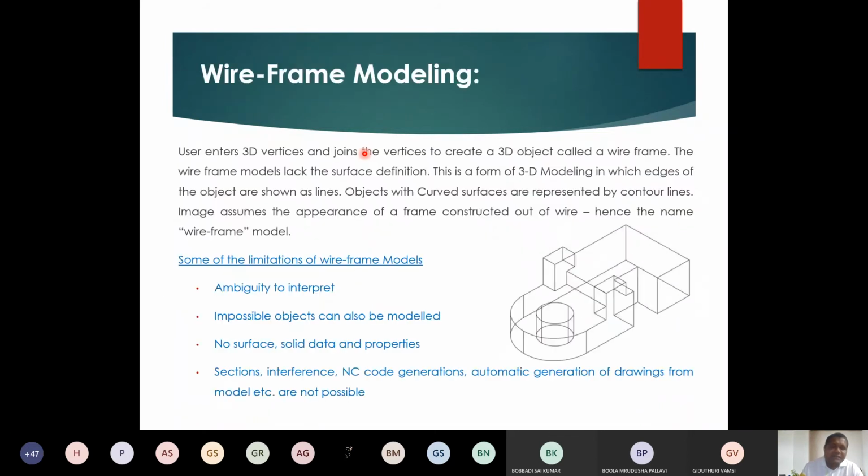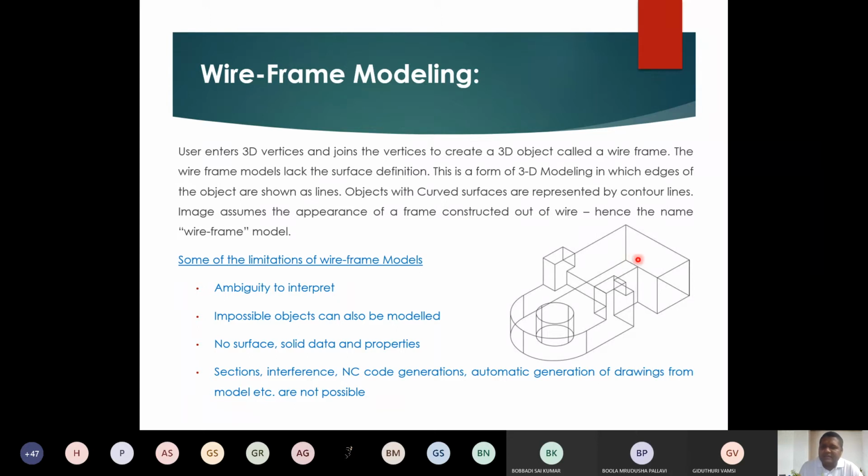So there are certain limitations: ambiguity to interpret, impossible objects can be modeled, and no surface and solid data. Try to understand. If I create a wireframe model for an idea, then I only have the edges and curve information of the solid model. I am not going to have any surfaces, internal volume, or mass. All such data I cannot calculate.